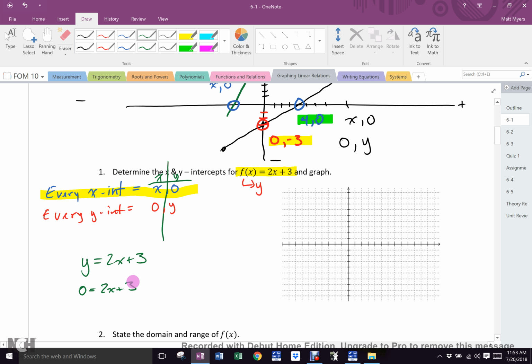What's my job? Isolate x. So I'm going to bring that over there. What happens to the sign? Changes. So now negative 3 equals 2x. How do I get rid of this 2? Divide by 2, divide by 2. So x equals negative 3 halves. Is everybody good? Okay. Now we're going to do the other one. We're going to do this one. I have y equals 2x plus 3. What do I know here?